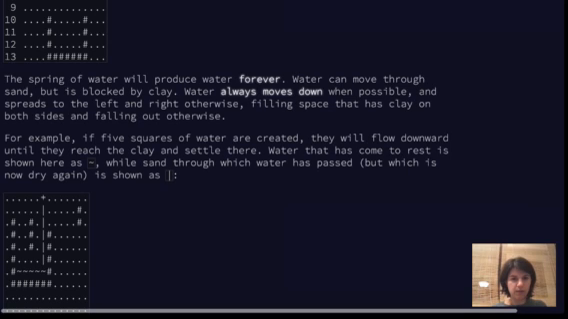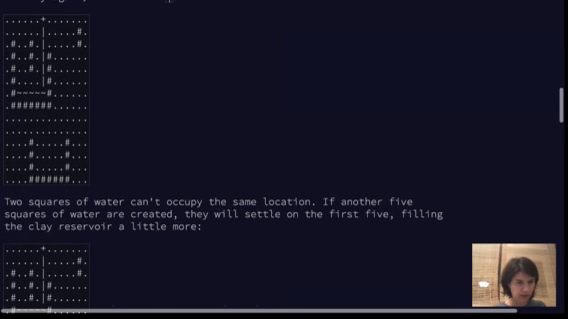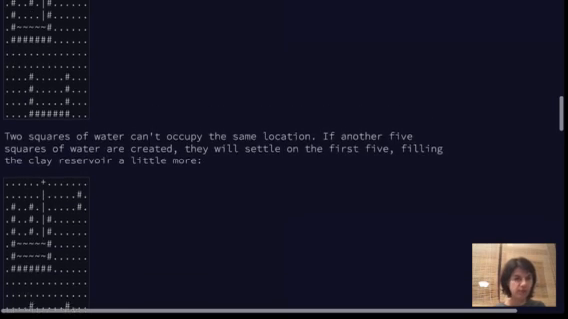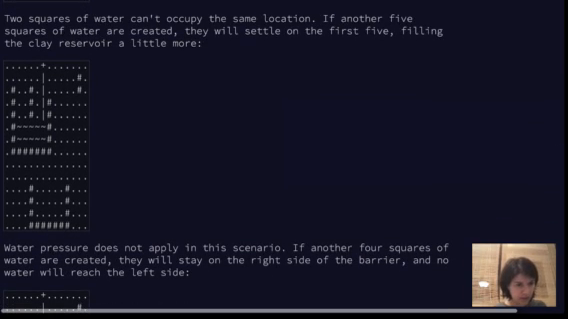Water that has come to rest is shown as a tilde, while sand through which water has passed but which is now dry again is shown as pipe. Okay, so they go down and then they spread left and right. Oh, and then, okay, 2 squares of water can't occupy the same location. If another 5 squares of water are created, they will settle on the first 5, filling the clay reservoir. Okay, makes sense. I guess now it's complicated.